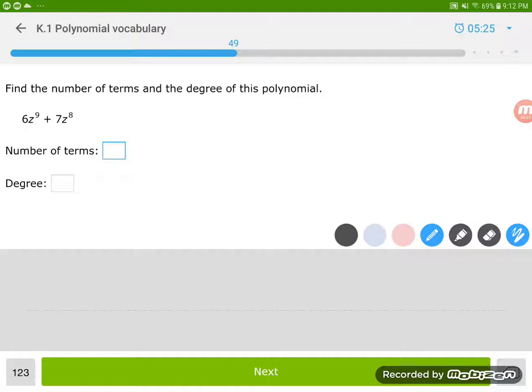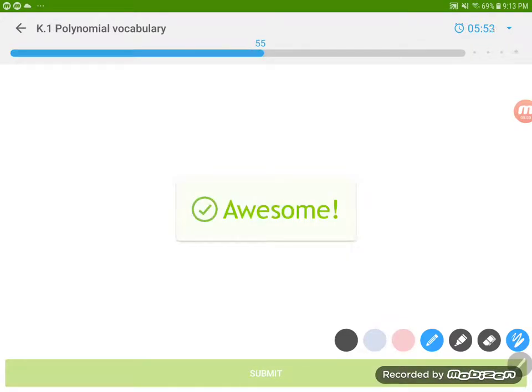Alright, so again, same deal. We need to find the number of terms, and we need to find the degree of it. Remember, the degree will always be the highest power. So we're going to look for the terms. We have 1 term, we have 2 terms, so we have 2 terms in here. And now as far as our degree, we're going to look for the highest power. We have a power of 9 and a power of 8. So our highest power will be 9.